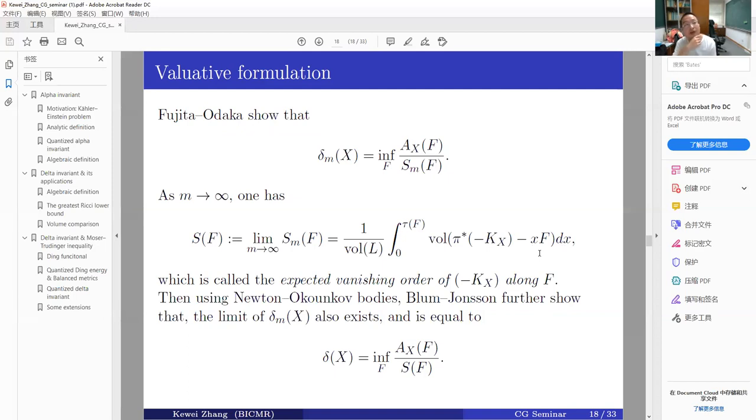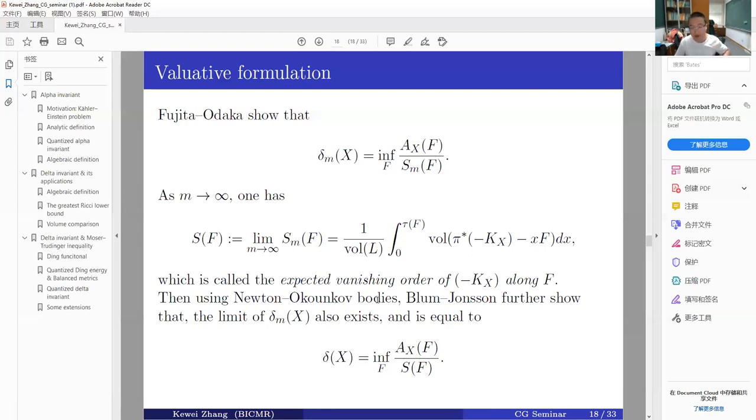And in terms of convex geometry, you can think of the volume of a line bundle using convex bodies. And then this volume function is basically like slicing this convex body, and you consider the sliced convex body's volume. Then you integrate this sliced volume using this formula. So this quantity has some very beautiful geometric interpretation. And this is again called the expected vanishing order of your line bundle along F. And here the convex body I mentioned earlier is called Newton-Okounkov bodies.